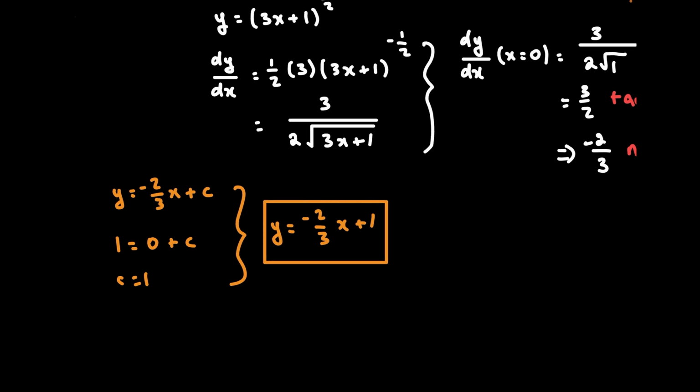Let's keep it going. The next function we're going to be working out our normal for is tan 2x.